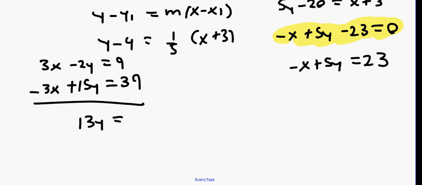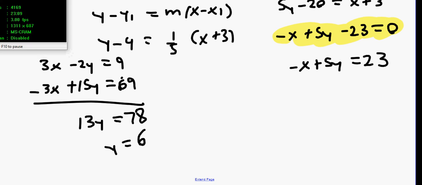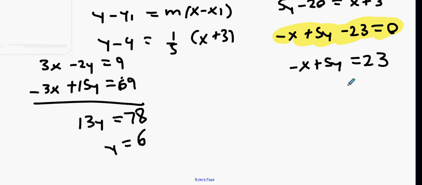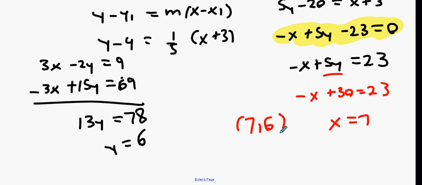69. Yes, it is. Then y equals 6. Now, guys, we put in y equals 6, so it's going to be minus x plus 30 equals 23. And then we all figure out that x equals 7. And as the lad said, there's an intersection of 7, 6. Okay, we cool with that?